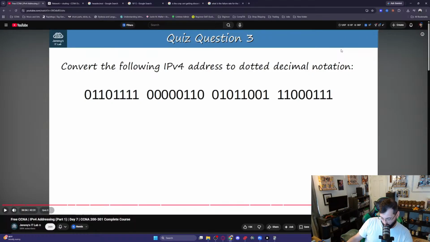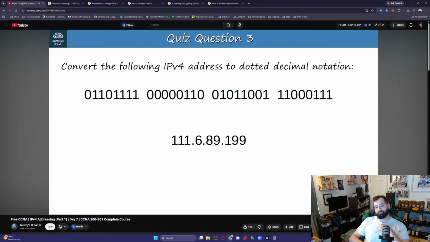So we should be looking at, so long as I didn't screw up again, 111, 6, 90. There's no way that's 98. 89. 1, 2, 4, 8, 16, 32, 64. Yeah, 89 and then 199. The answer is 111.6.89.199. Okay, let's go do better.